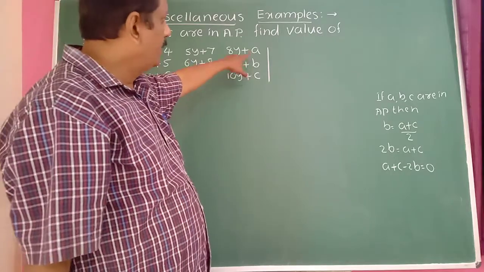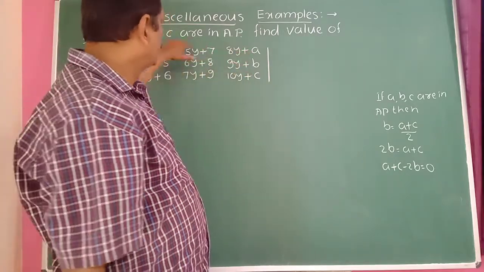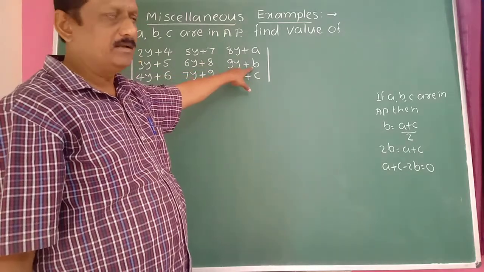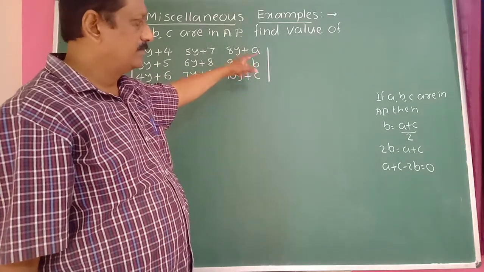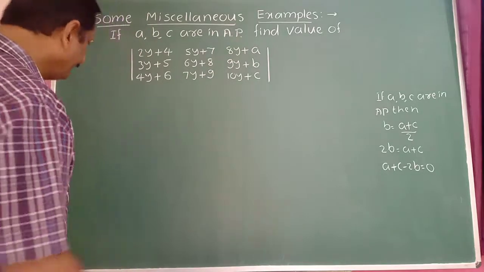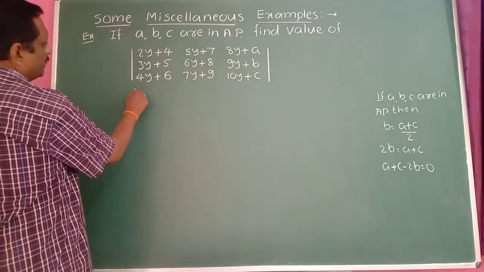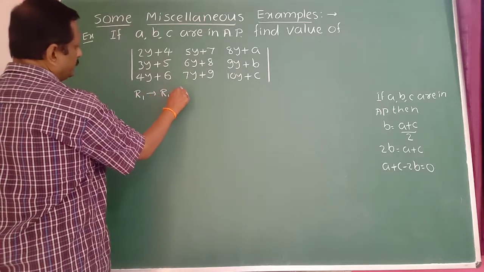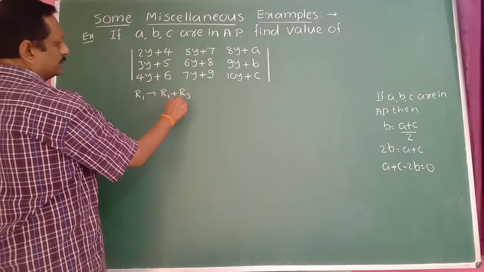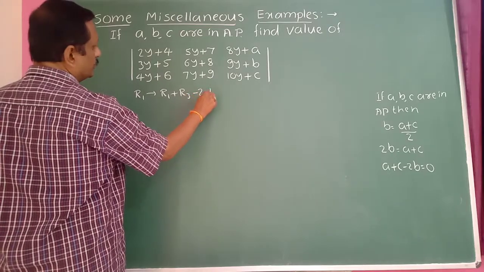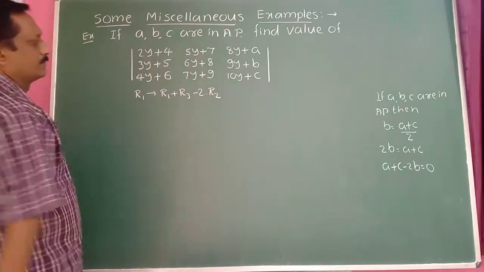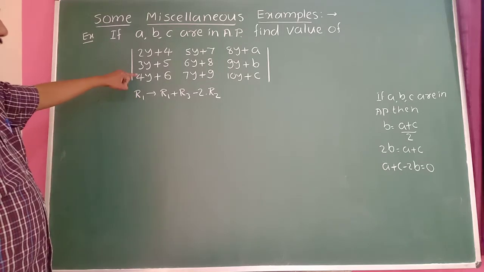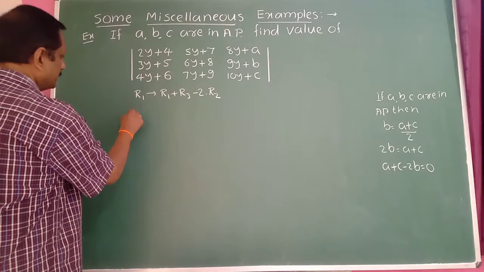Therefore, adding the first row and the third row, multiplying the second row by 2 and subtracting, we get a 0. A very simple method here: R1 gives R1 plus R3, the sum of the first and the third row, minus 2 into the second row. Therefore, only the first row changes. The second and the third row elements are kept as they are.